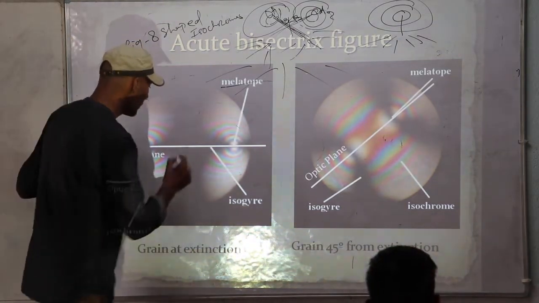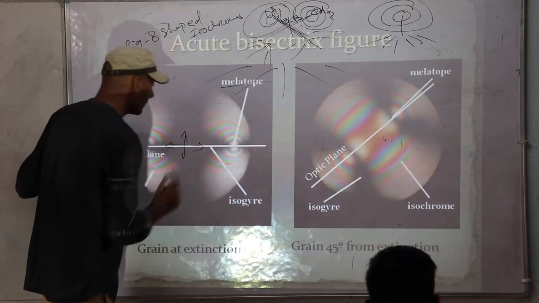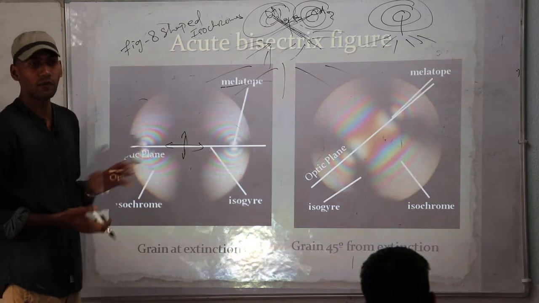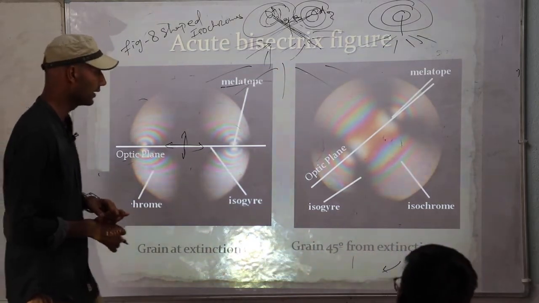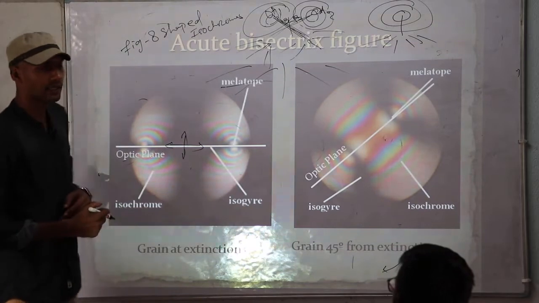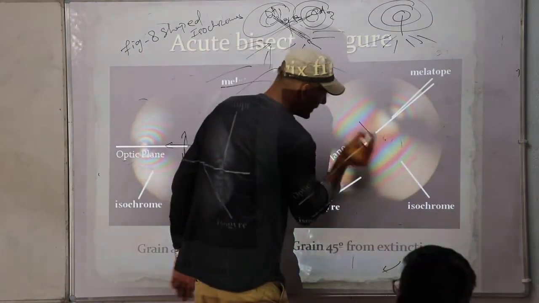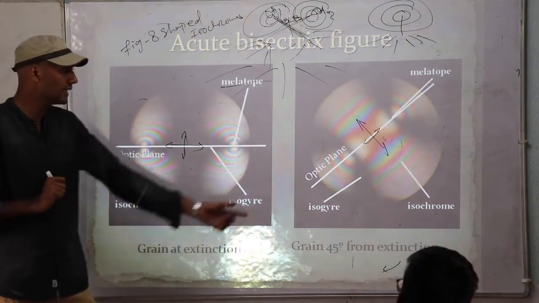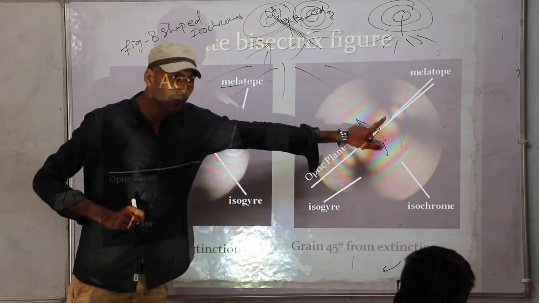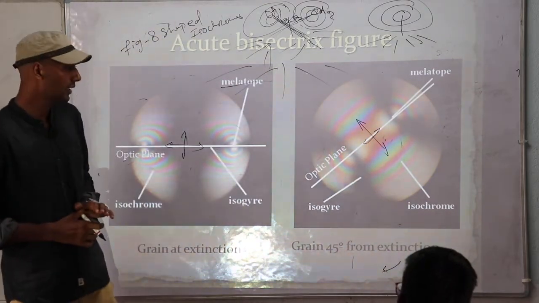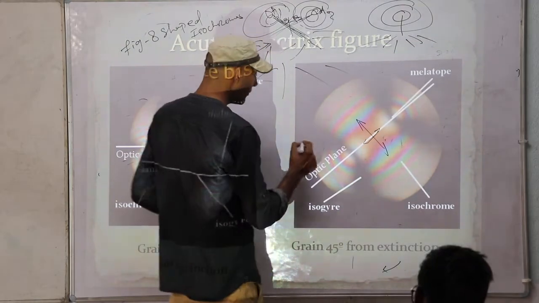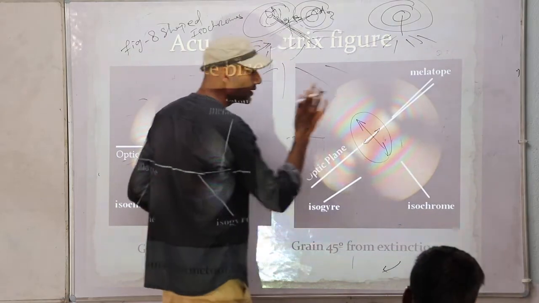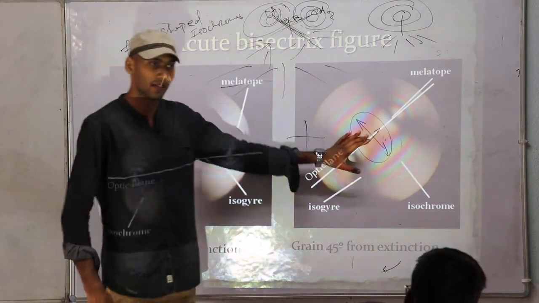As I have told you, this is one vibration and this is another vibration. When these vibrations match with the polarizer and analyzer, there will be formation of an isogyre. If we rotate the stage, what happens? You can see at the center the vibration is mismatching. The vibration is along the optic plane and perpendicular to the optic plane, right? So the vibration is now mismatching with the polarizer and analyzer, so there will be formation of interference color instead of extinction.